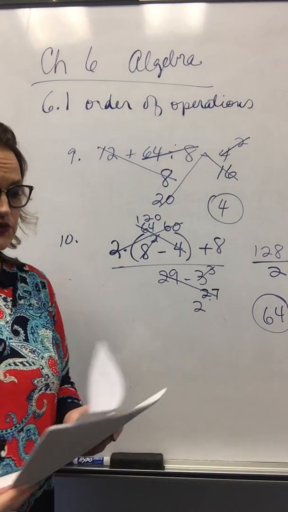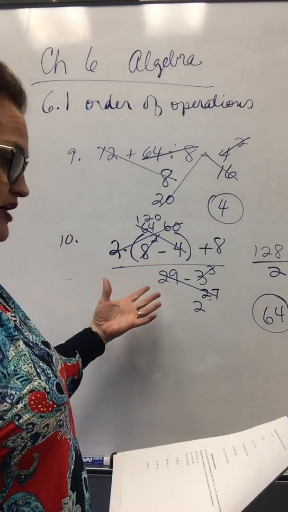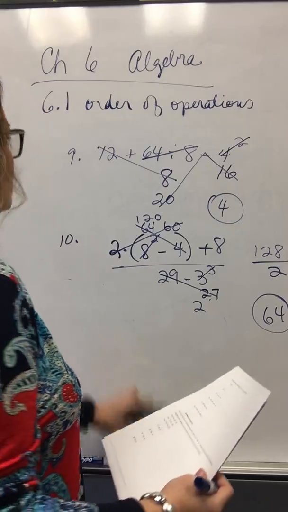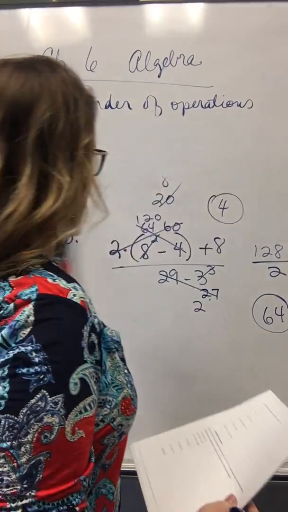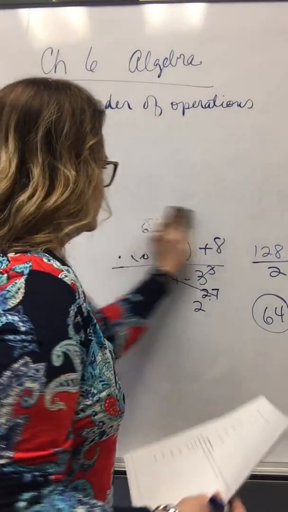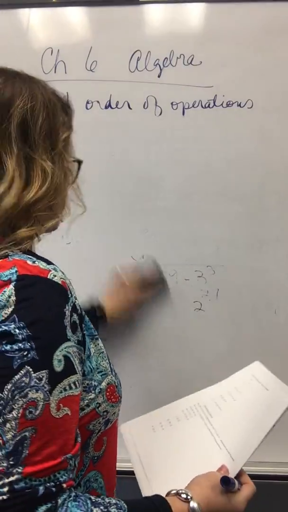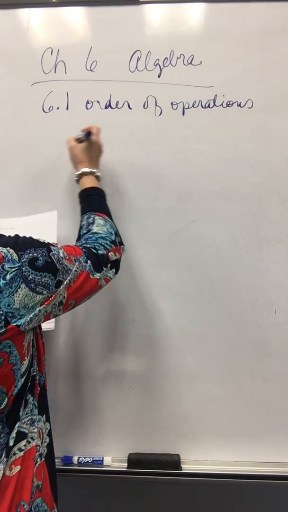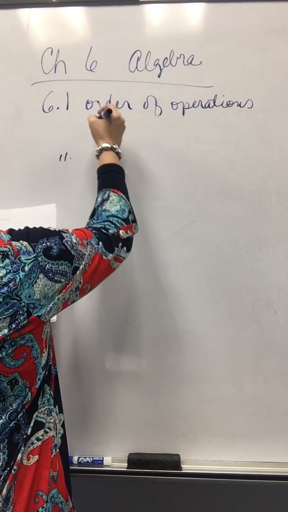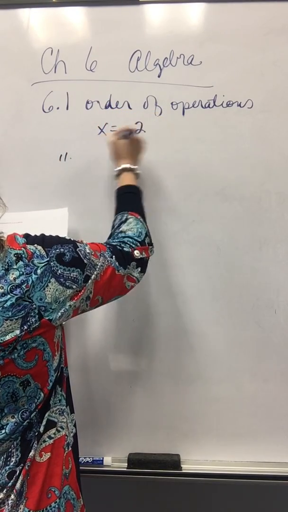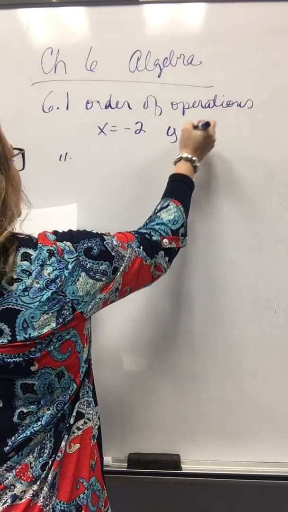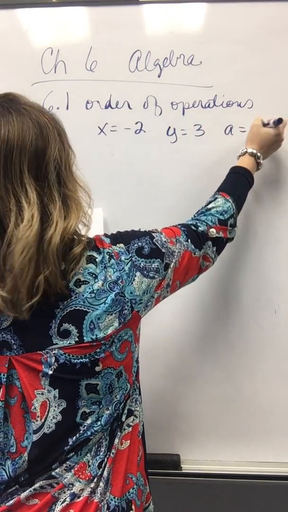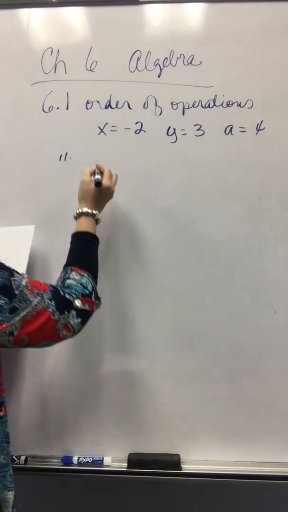On the next page, we take this up a notch from just regular numbers to working with our variables. So we know in algebra, we assign a variable to an unknown so that we can work a general case instead of these specific value cases. So on the next page, number 11, it tells us in the directions that let x stand for -2, y for 3, and a for 4, and then work these problems.